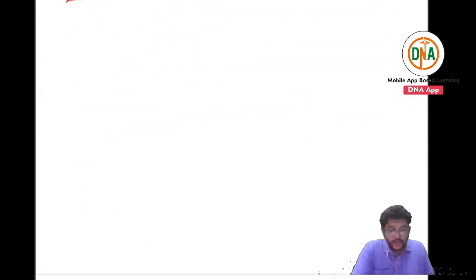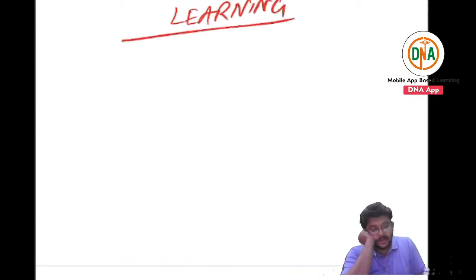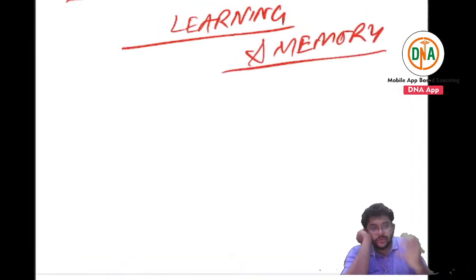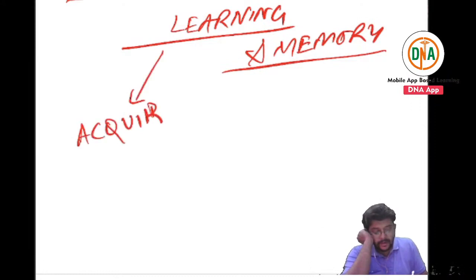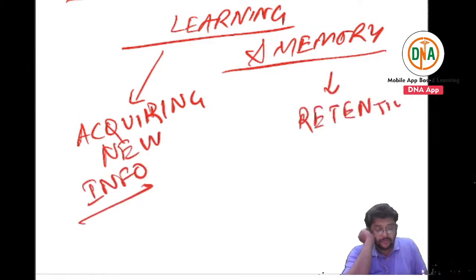Now, we have to quickly move into our next zone, that is learning and memory. And I think it will be very happy learning. Now, learning and memory. So what is learning? Learning is acquiring or getting new information. That is learning. And what is memory? Memory is retention of that information.